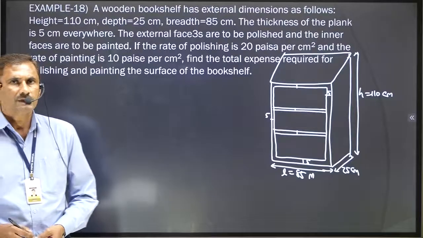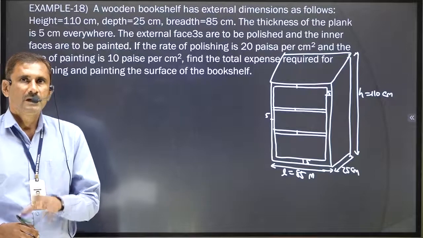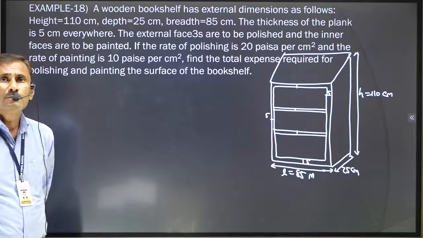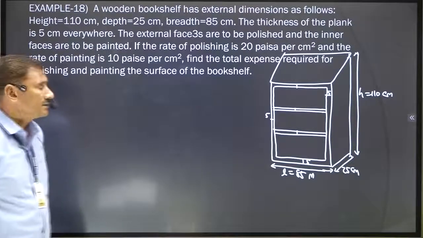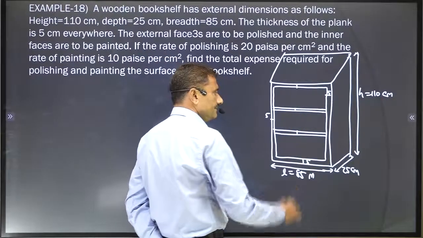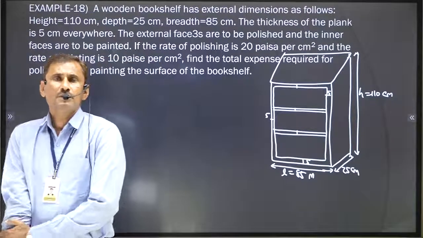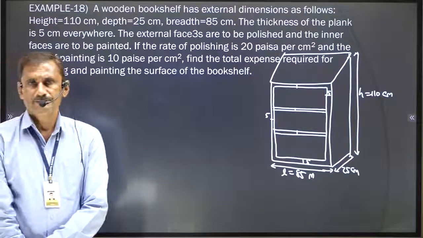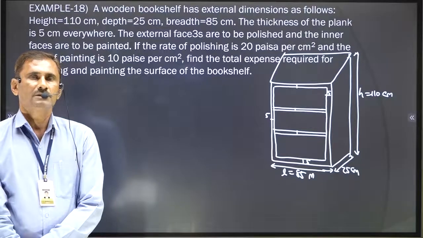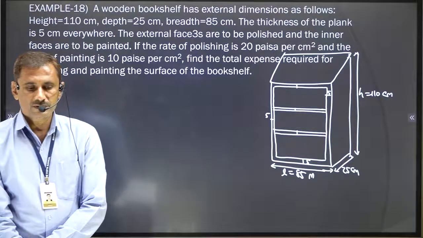So at last you can multiply it, but finding area is important here. Finding cost is not so important, and the rate of painting is given. So we should find area for painting also. Where? Inner. Inner means in these cupboards only. Three cupboards are formed here, so only that is painted. First of all we focus on the polishing surface, not the painting surface. Polishing surface means almost the total surface area, except the front side. So don't consider the front side here.